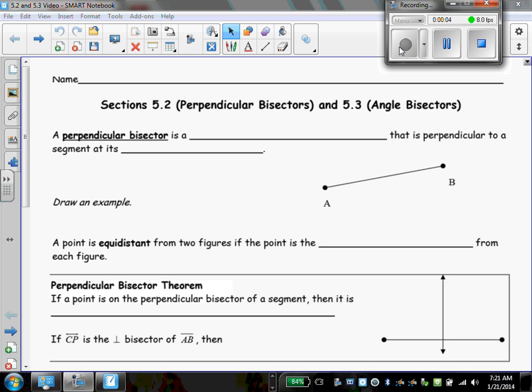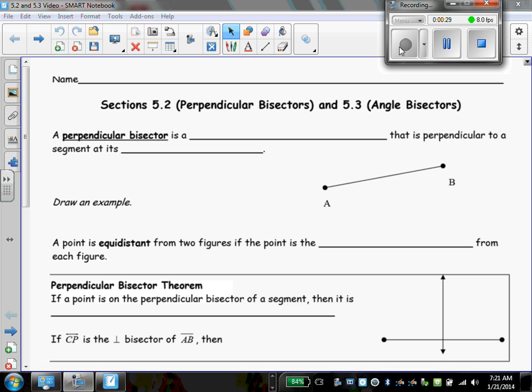This one actually will cover two sections in one video, section 5.2 and 5.3, perpendicular bisectors and angle bisectors. They may sound like they'll be easy to confuse because they both have the word bisector in them, but we will clear that up. We will make sure that it's easy to tell what is what. So, first thing we're going to talk about is perpendicular bisectors.